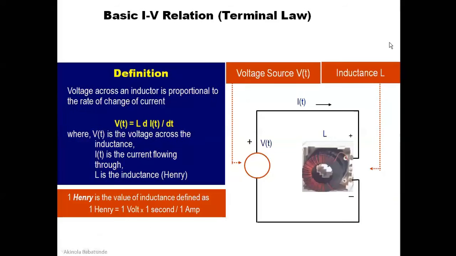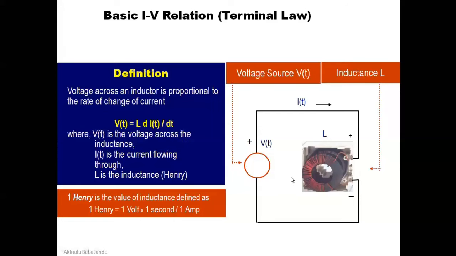So we want to talk about the current-voltage relation, or characteristics, or terminal law for an inductor. The laws of basic terminals for an inductor. So we'll be looking at the current-voltage characteristics. The voltage across an inductor is proportional to the rate of change of current. So you can say we have V equal to L di/dt. This is the expression we just proved in the previous slide. V of t is the voltage across the inductor as a function of time. I of t is the current flowing through the inductor as a function of time. L is the inductance measured in Henry. Of course, voltage is measured in volts and current is measured in amperes.